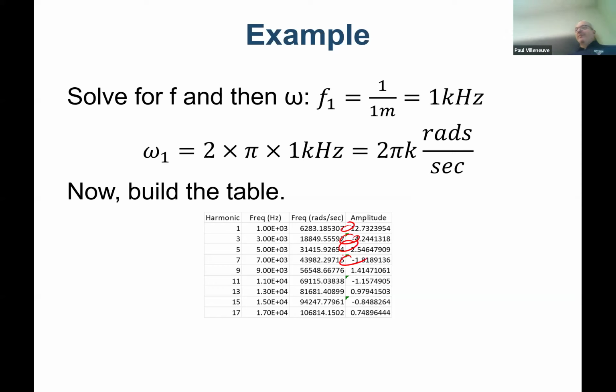And so you can see the fundamental has most of the power. It has 6 times the amount of power that the third harmonic has. And since a square wave is odd, right? You can see it only has the odd harmonics. You don't have any even harmonics in there. No 2, no 4, no 6, etc.